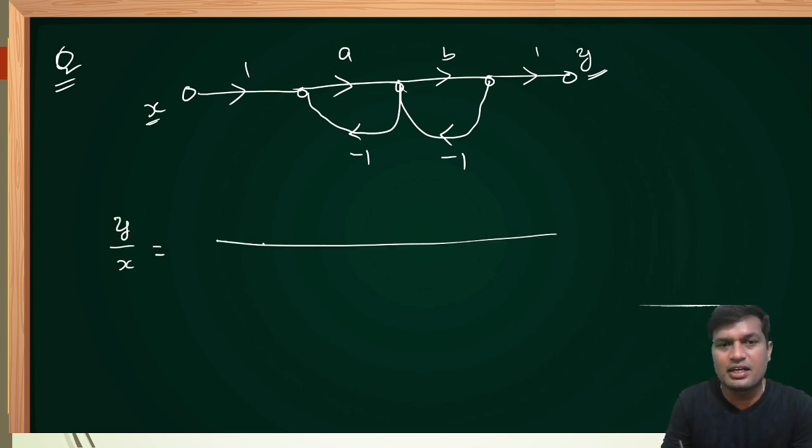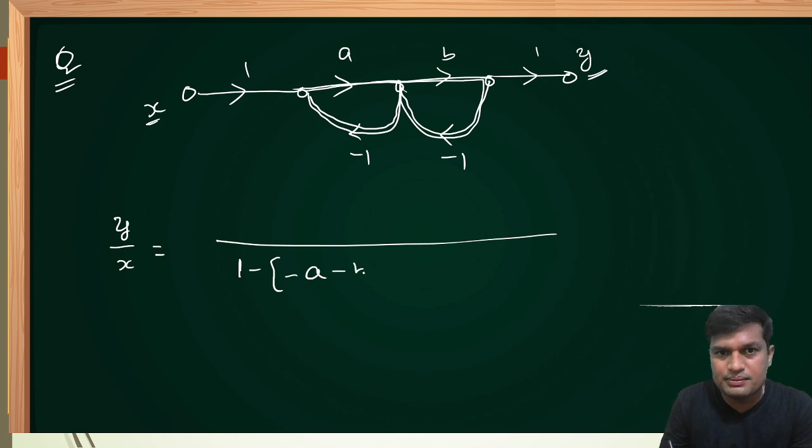First we need to calculate delta. What is delta? 1 minus the sum of loop gains. How many loops are there? 2 loops. What is the first loop gain? Minus A. Second loop gain? Minus B. The 2 loop gains are completed.